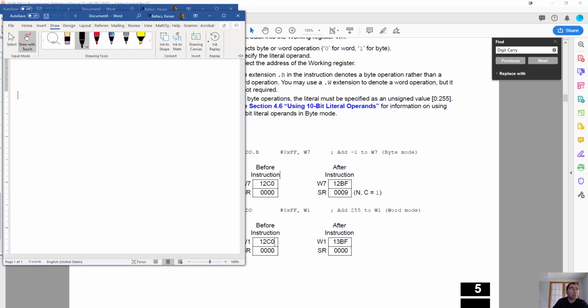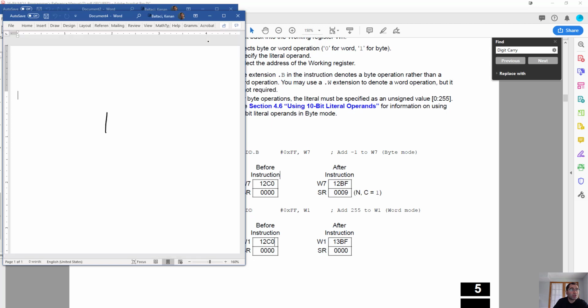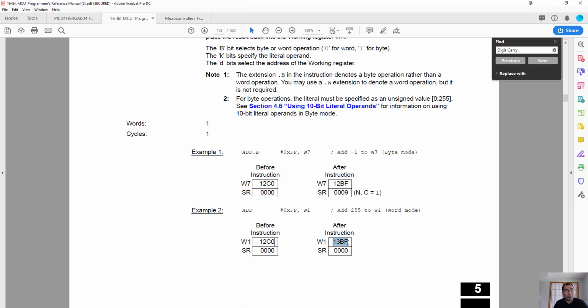So in this case, because this is a word operation, you have 12C0, and then you add FF. So what happens? You have F here. C plus F is B with carry 1. Now this carry goes to this digit, right? So then you have 2 plus 1 is 3, and then you have 1. So the content of this register is now 13BF.